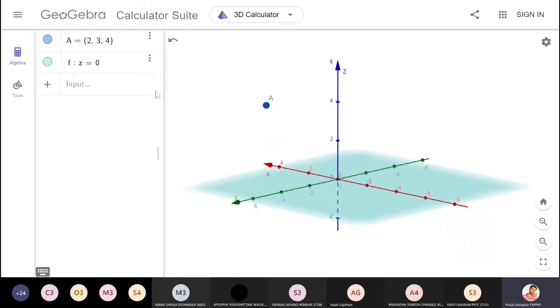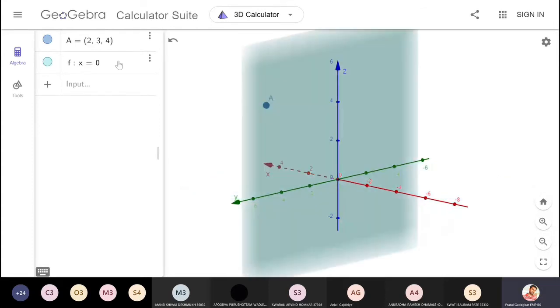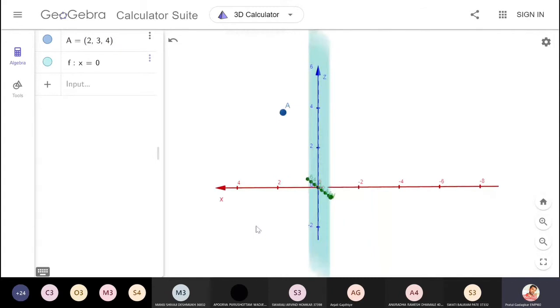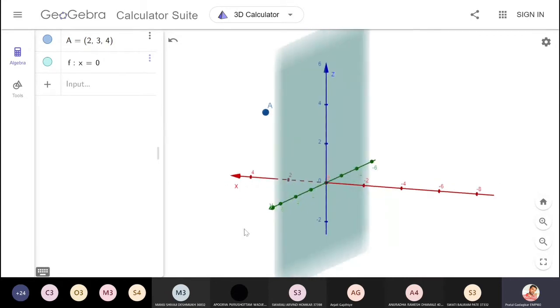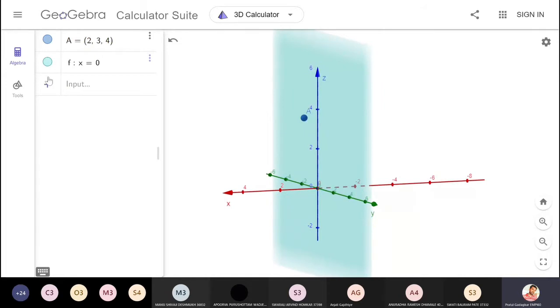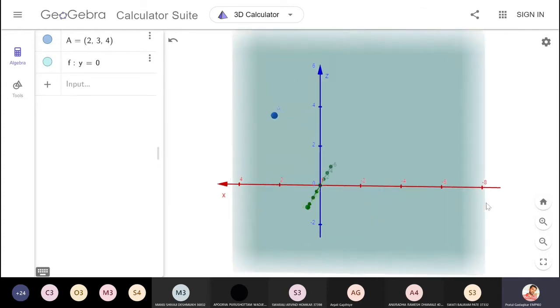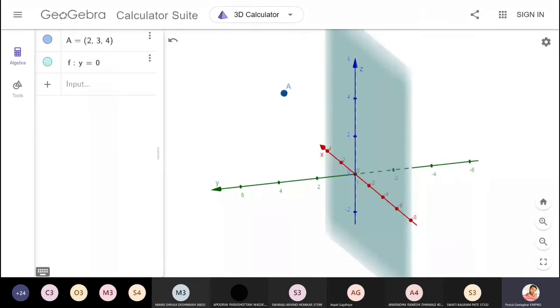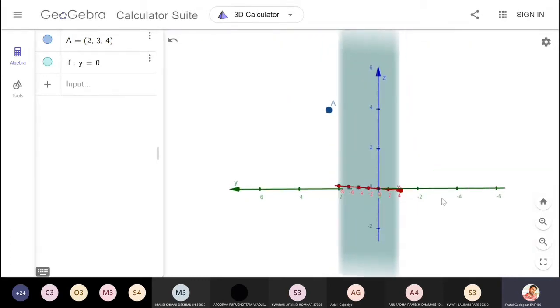If I remove this equation and instead type x equal to 0, what would I get? I will get the yz plane. Can you see the yz plane? This is the yz plane, which passes through the y axis and the z axis, and the x axis is perpendicular to that plane. Similarly, if I replace this by y equal to 0, I'm going to get the xz plane. This is the xz plane. It passes through the x axis and z axis, and the y axis is perpendicular to this particular plane.